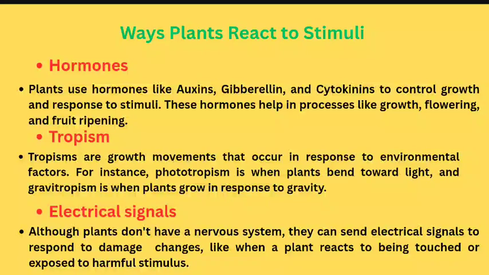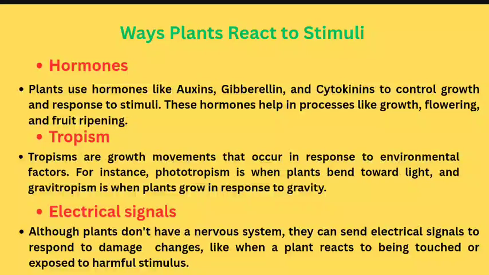The first one is hormones, the second one is tropism, and the third is electrical signals. So first is hormones. In this we will know what hormones help plants to coordinate. Plants use hormones like auxins, gibberellins and cytokinins to control growth and response to stimuli. These hormones help in processes like growth, flowering and fruit ripening.